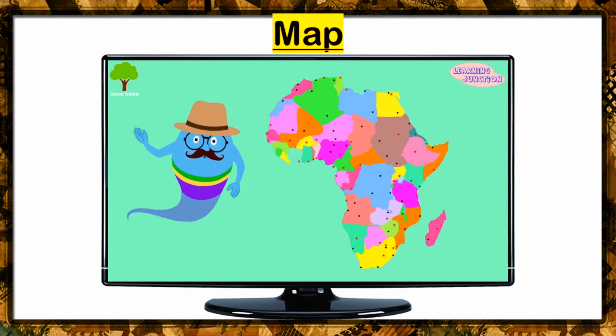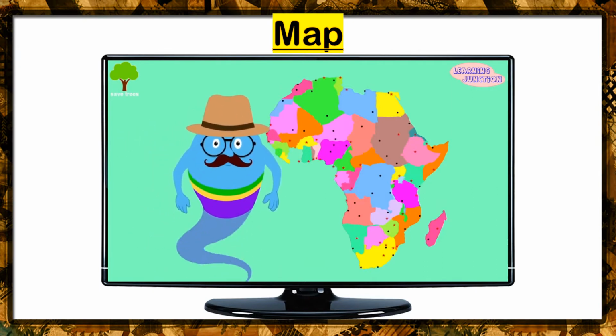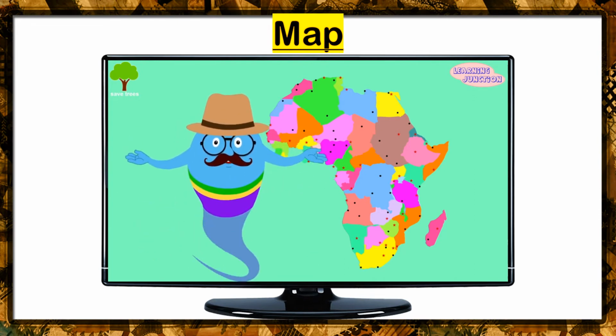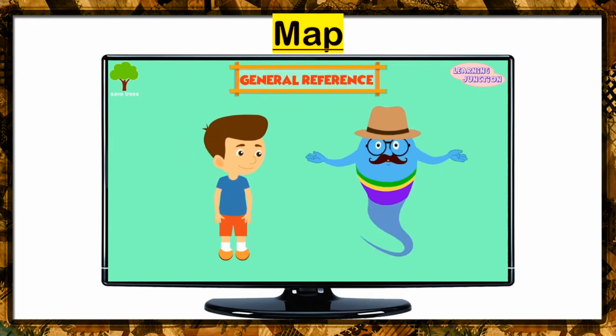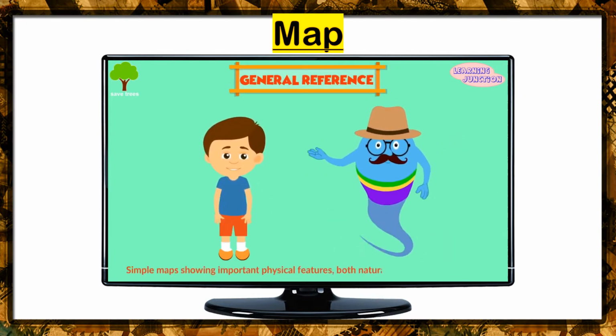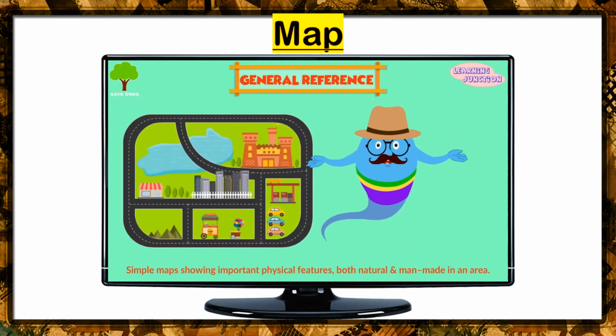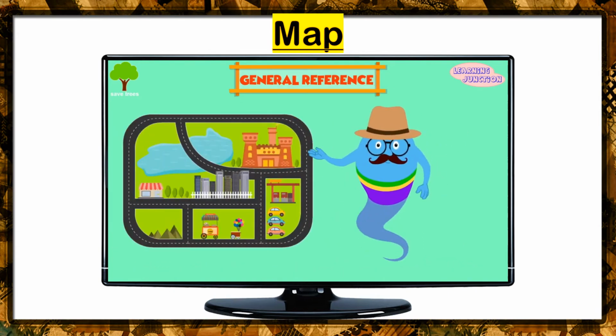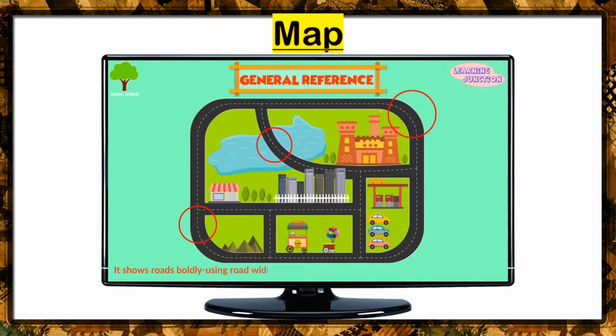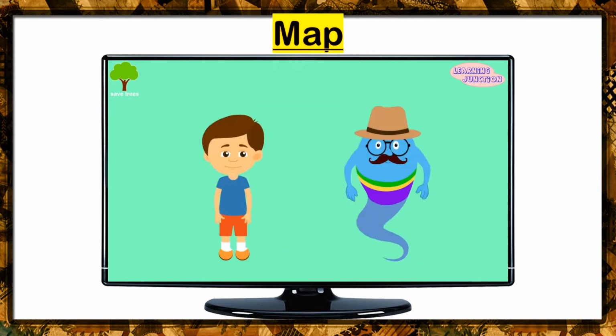There are many types of maps. Let's see the 5 main types one by one. General Reference Map. These are simple maps showing important physical features, both natural and man-made, in an area. For example, see this road map?